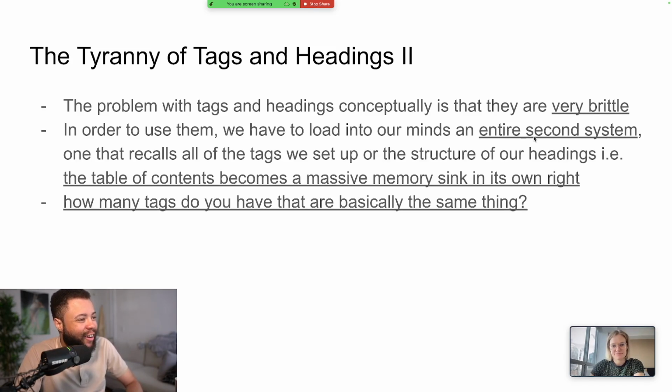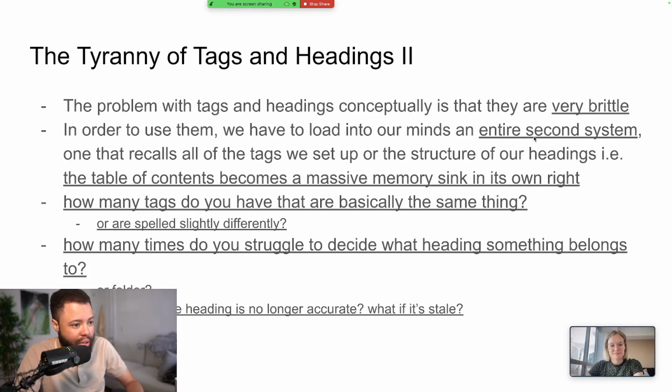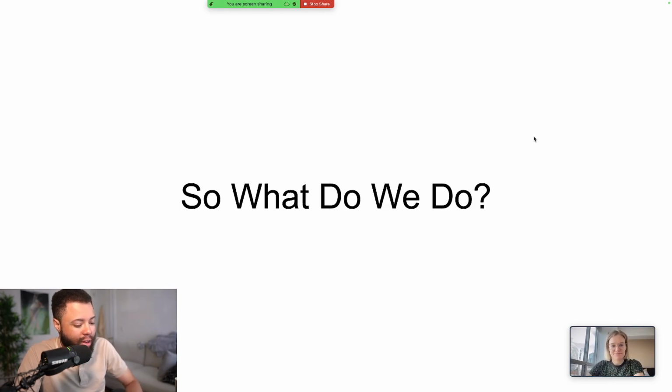Basically, right? How many tags, for example, do you have that are basically the same thing or spelled slightly differently from one another? You might have snow and winter, but they both are kind of the same thing, right? How many times do you struggle to decide what heading something belongs to, or a folder, or if the heading is no longer accurate? What happens if it's stale, for example? This happens all the time where you have a new piece of information and you're going to figure out where to put it, and you have some headings and you're like, does it go in this folder or this folder? I don't really know. Maybe I need to make a new folder.